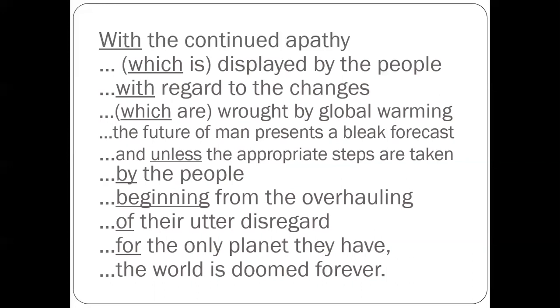So in this particular example, with this highly complex sentence, can you imagine it's a really long sentence? The period is just right at the end. So what happened here is that you were able to combine two base clauses. The future of man presents a bleak forecast, and the world is doomed forever. And in between, you now have all of these subordinate clauses.